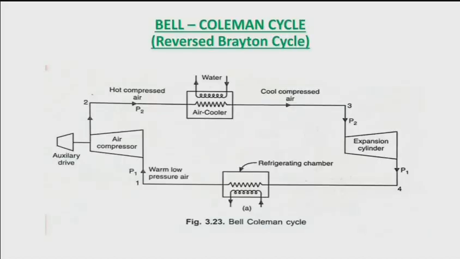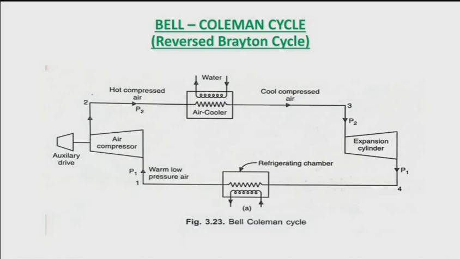So, what we are going to see is the Bell-Coleman cycle. Here you can see the Bell-Coleman cycle, and in the given figure, you can see the different components and parts which we are going to study about this Bell-Coleman cycle. The Bell-Coleman cycle is also known as a reversed Brayton cycle. Okay, so the schematic diagram shows the arrangement of these different components.